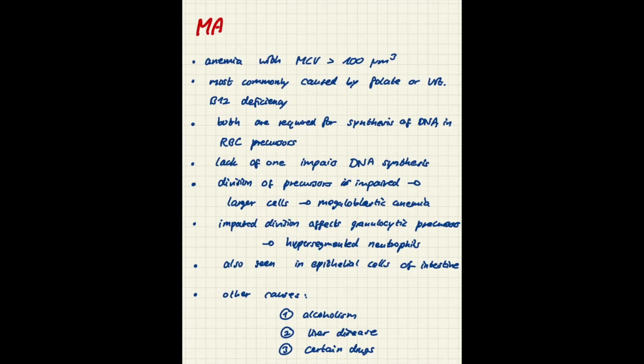Macrocytic anemia is characterized as an anemia with an MCV above 100 micrometers to the power of 3. It is most commonly caused by folate or vitamin B12 deficiency. Both of them are required for synthesis of DNA and RBC precursors. Lack of one impairs DNA synthesis. The division of precursors is impaired, which leads to larger cells and then megaloblastic anemia.